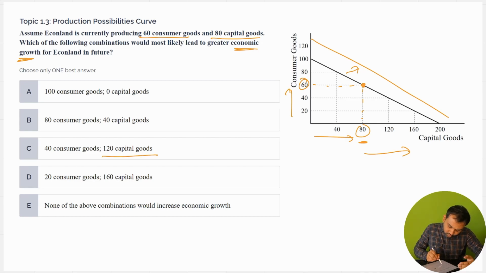So you have two options here. It's either between C and D. Among C and D, D has the higher amount of capital goods. So in that situation, we will say D is the correct answer.